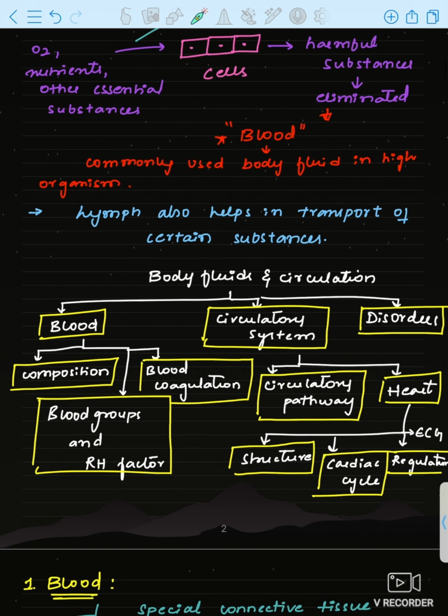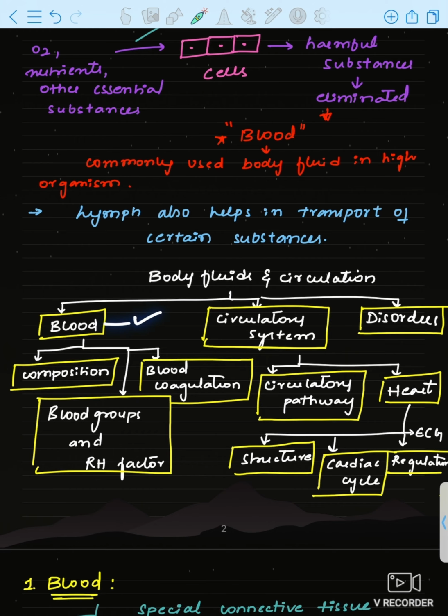Let us know the overview of this chapter, body fluids and circulation. Here it is divided into three parts. I just made a flow chart for better understanding of the whole unit. So here you will first learn about the blood. Blood is the main body fluid through which all the substances are transported.